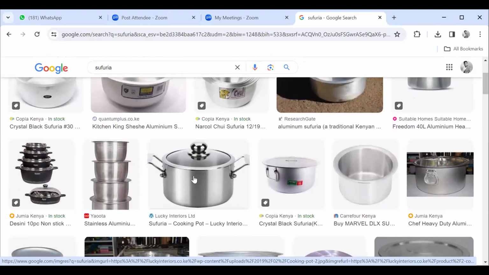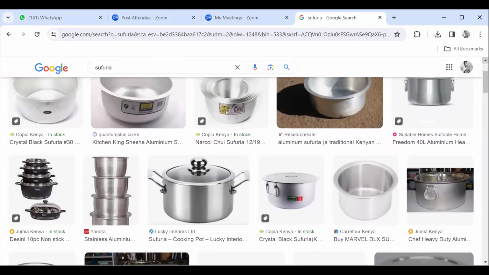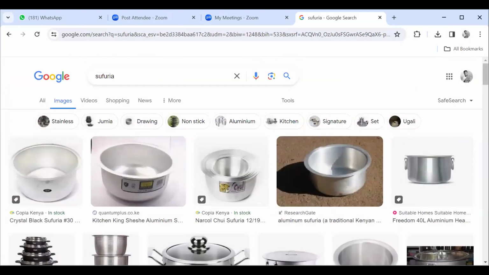It's probably more stable on the stove. The other ones would be used maybe if you had stones around them. No, they can be used on a jiko. You can put them on a jiko. They don't look as stable. No, you can put them there. So you can use this one to prepare your viazi.